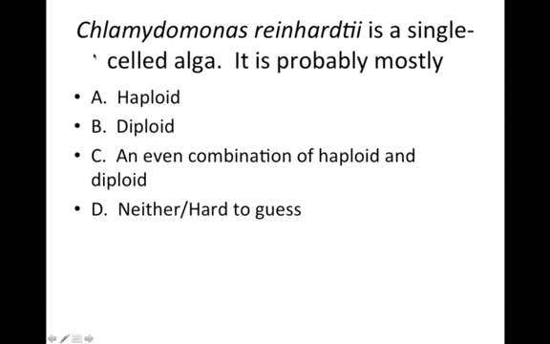Okay, so let's try to reinforce some of the stuff we're thinking about here. Chlamydomonas reinhardtii is a single-celled green alga. Is it probably mostly haploid, diploid, an even combination, or neither? It's hard to guess. Go ahead and pause if you want to think about it for a second. So we learned that a lot of single-celled organisms spend most of their time haploid. And so a good guess here would be haploid, without knowing much about it.